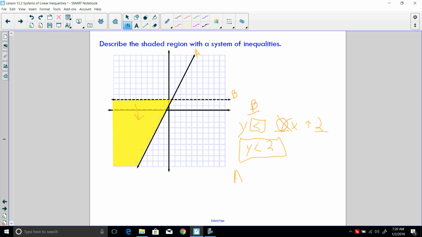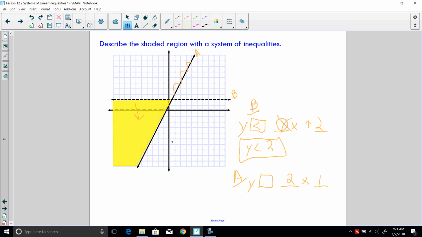Okay, so now let's do equation A. I'm going to do the same thing. Y, some inequality symbol, blank x for my slope, and then blank for my y-intercept. Well, where does it cross the y-axis? It crosses here at 1. So my y-intercept is 1. What is my slope? From point to point, I go up 2, right 1, up 2, right 1, up 2, right 1. So my slope must be 2.